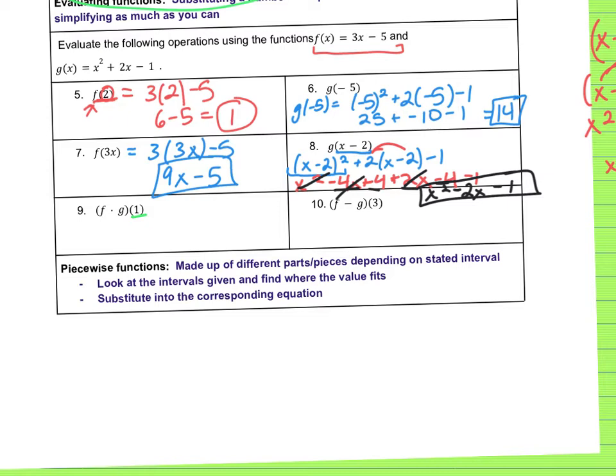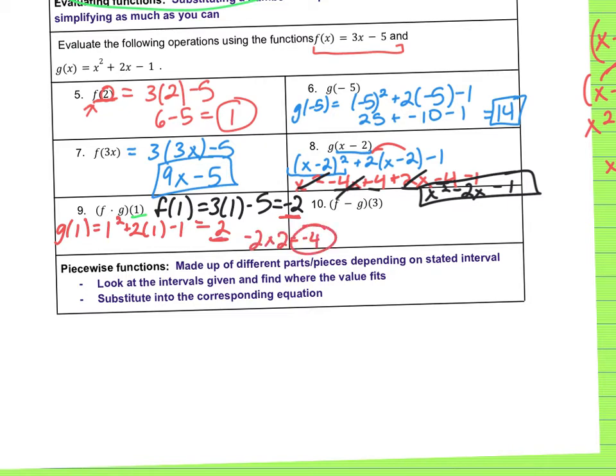So f of 1 is just going to be 3 times 1 minus 5. 3 times 1 is 3, minus 5 is negative 2. We've then got g of 1. So g of 1 is 1 squared plus 2 times 1 minus 1, which gives me 1 plus 2 minus 1, which is 2. So now I've got f and I've got g, and I can just multiply the 2 together to give me negative 4. Easy enough.